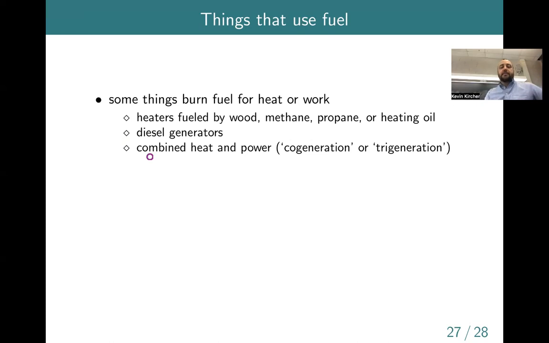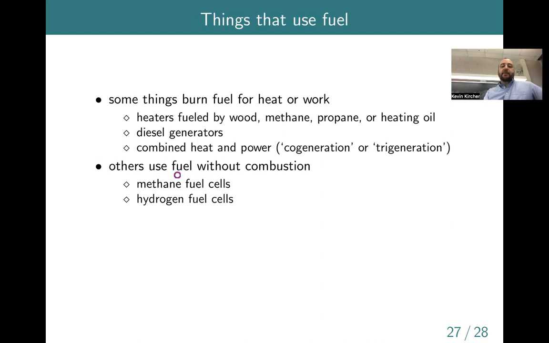And then there's something called combined heat and power, and this actually is what Purdue does here on campus. So I'll show a picture of that in a sec. That's also called cogeneration. Co is with, right? So you're generating heat with power. Or trigeneration. Sometimes you'll have one plant that does, like Purdue's. It makes cold water used for cooling buildings, steam that's used for heating buildings, and then it also produces electricity.